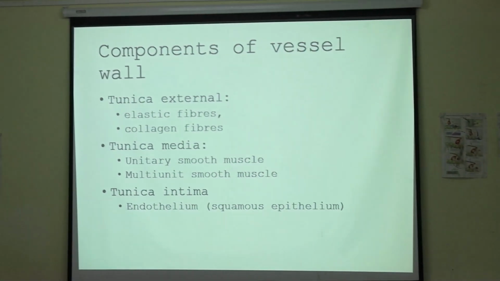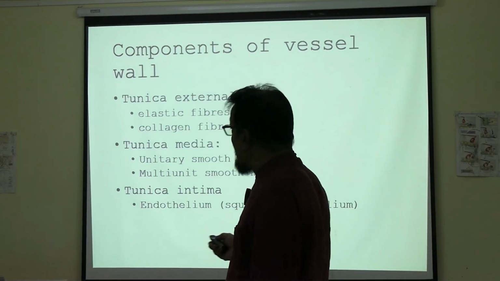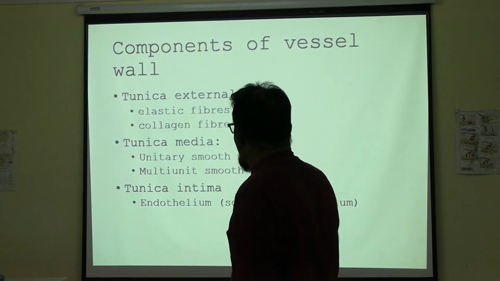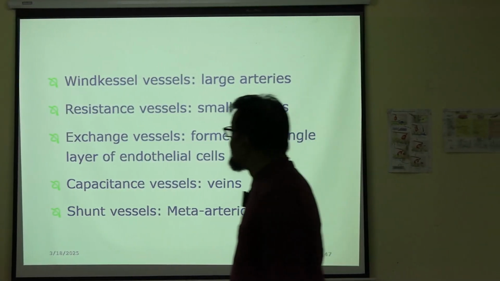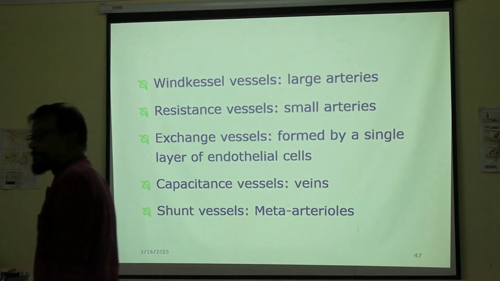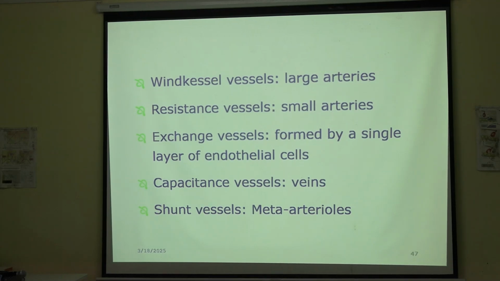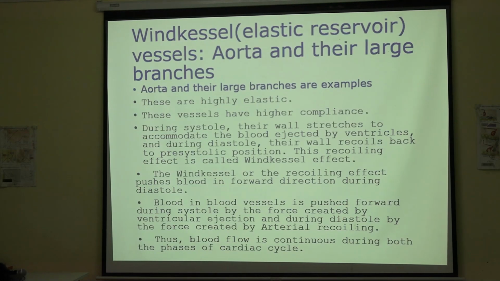Functional types. Before we study the functional types, components of the blood vessels have already been discussed. These are the functional types. What are these? Windkessel vessels, already I told about this, and resistance vessels, these are small arteries, and exchange vessels, these are capillaries and venules, and capacitance vessels, veins, and shunt vessels, meta-arterioles.